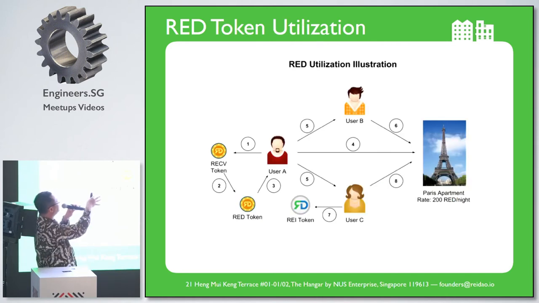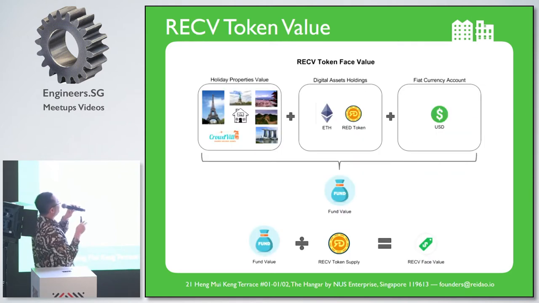So again, this is just reiterating. Suppose user A has RECV tokens. RECV tokens will create RED tokens. User A can now use the RED tokens to stay at the property, or if he doesn't want to use them, he can put them up for sale. User B can buy them from the open market, which creates value for the RED tokens, and user B can stay at the properties. Pretty straightforward. And this is basically what is backing the RECV tokens.